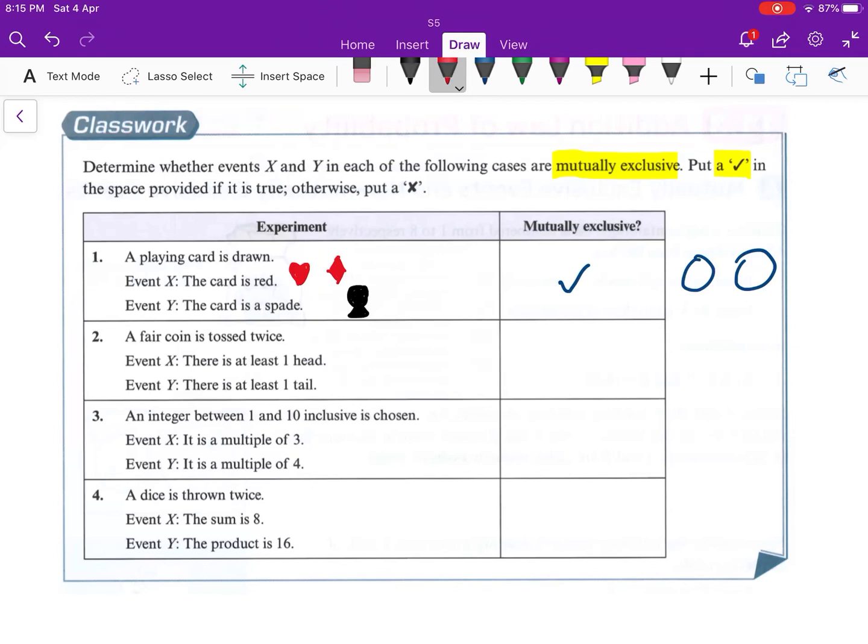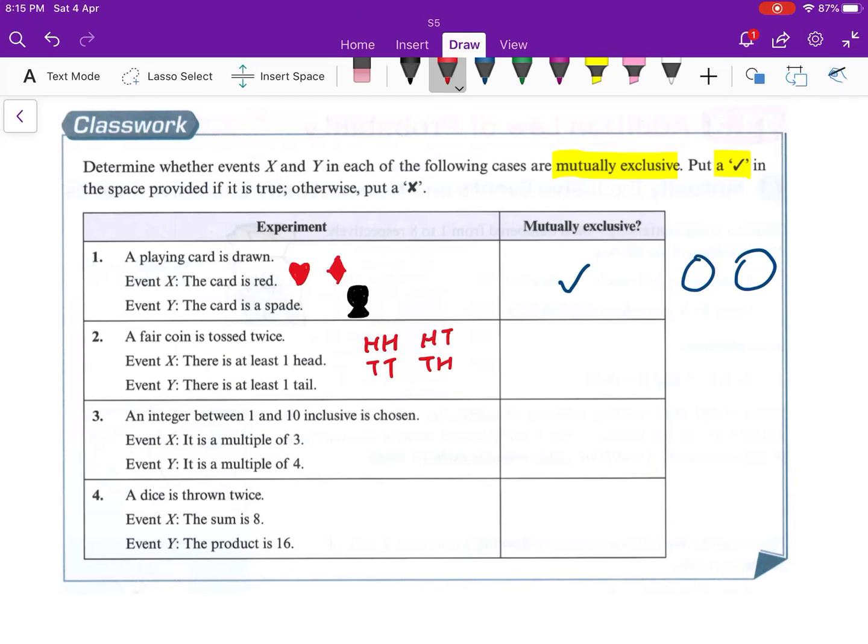If you toss twice, there will be a lot of possible outcomes, right? It can be head head, head tail, or tail head, or tail tail, right? Because you toss twice, those will be 4 outcomes.